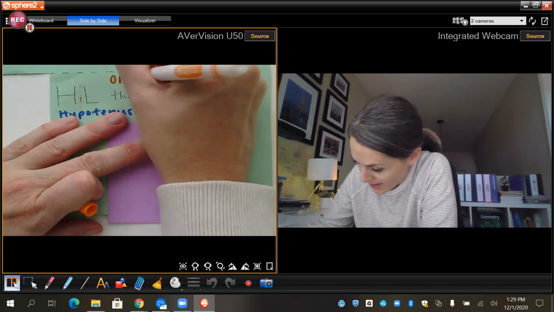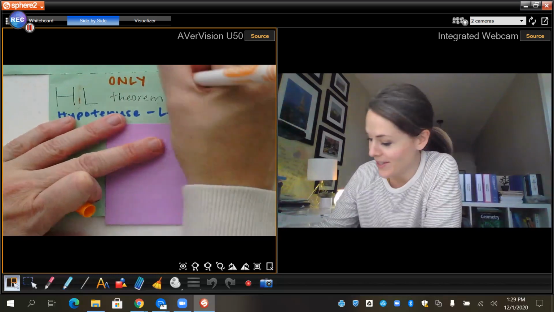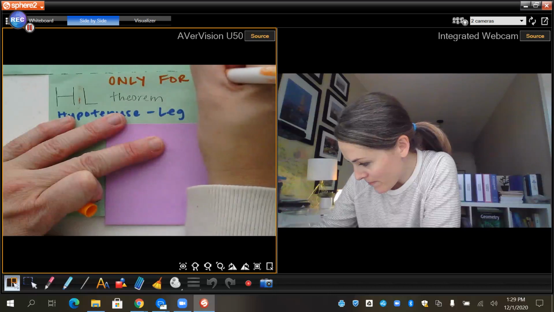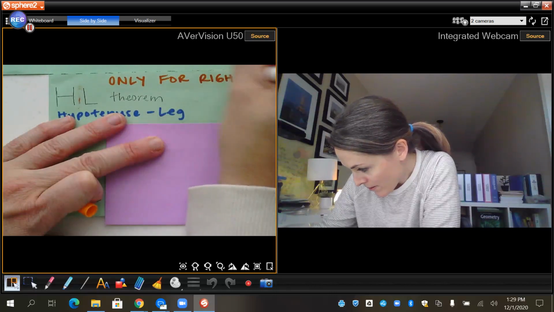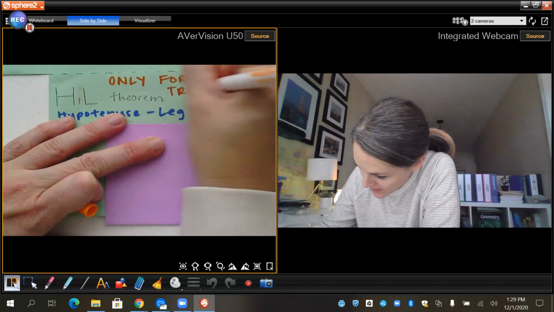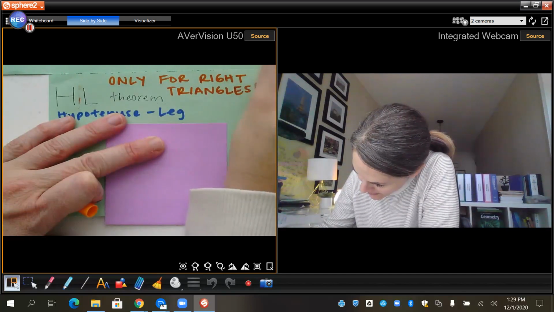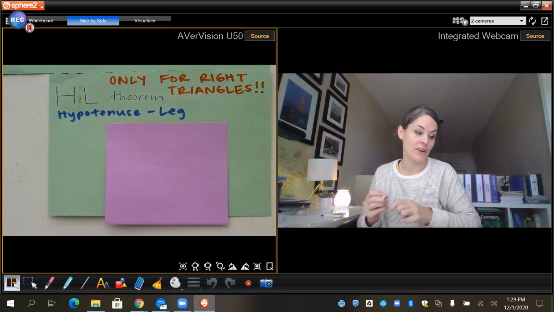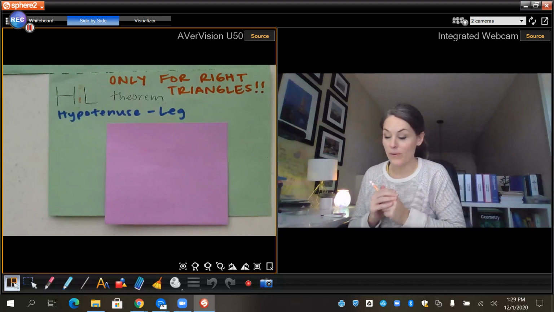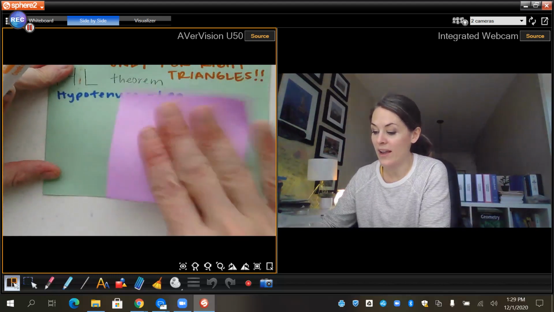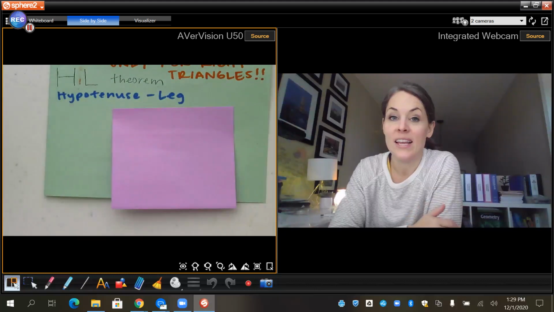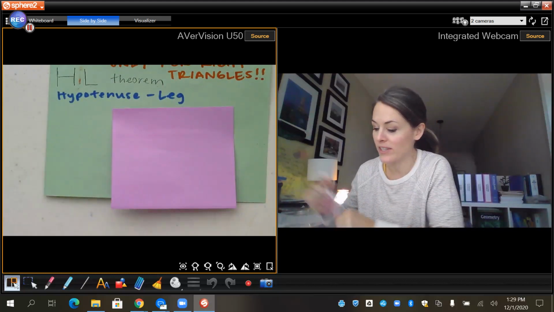So I'm going to put that in capital letters. Only for right triangles. Okay, that is very important. Okay, they're only for right triangles. And the reason why you can state that these are congruent for right triangles is this.